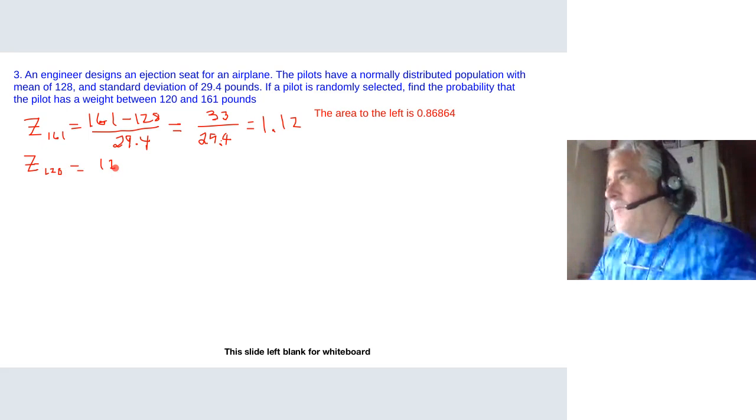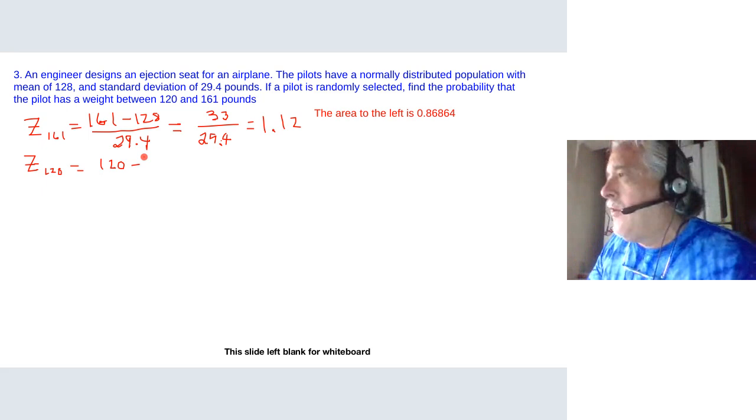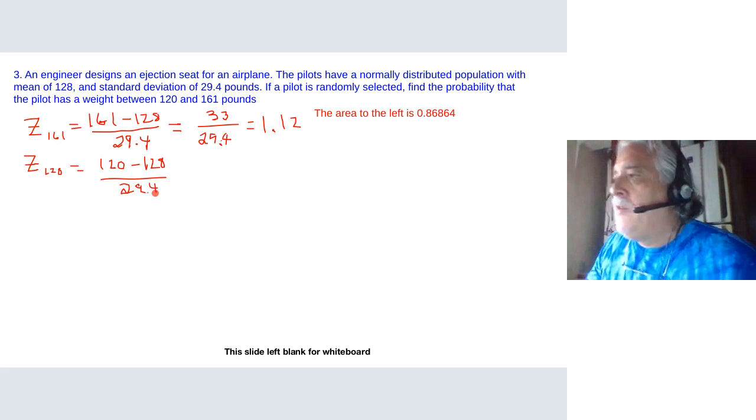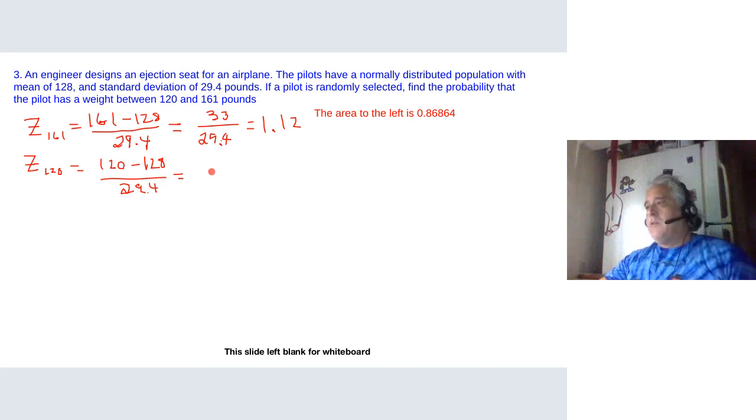The number you're trying to find for always goes first, okay? The mean is always second. If you don't do that, then your sign will be wrong. If it's less than the mean, then it should be negative. If its value is greater than the mean, it should be positive. So this is negative, as I can see.